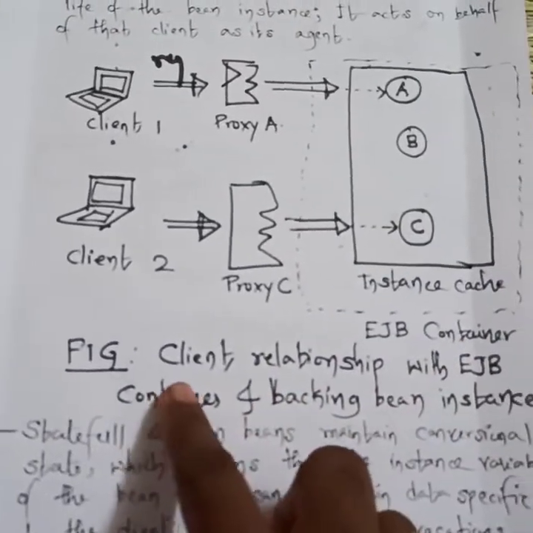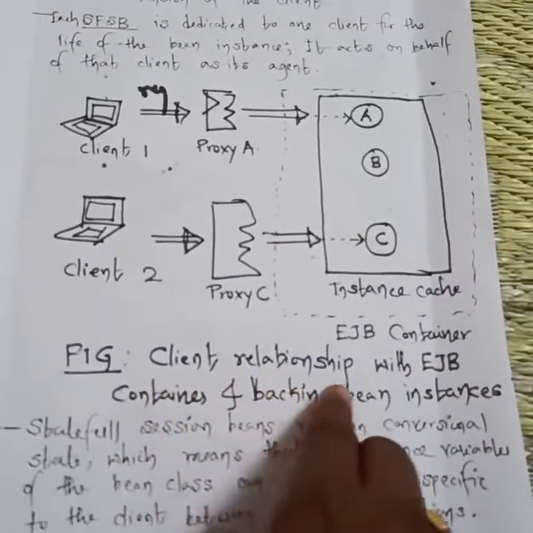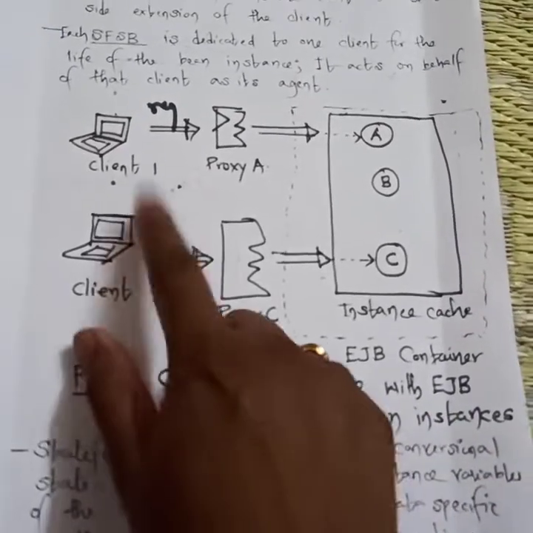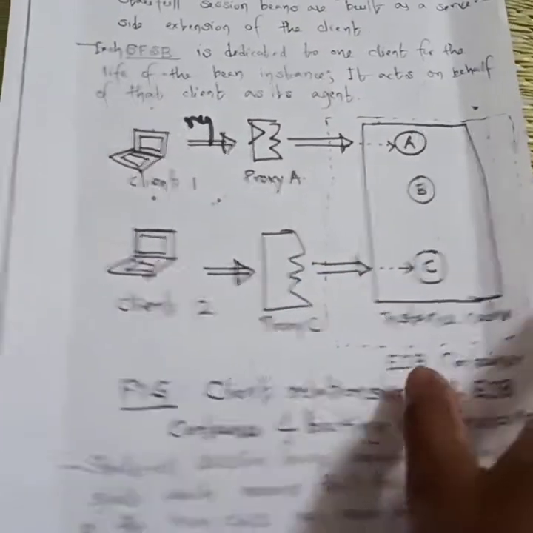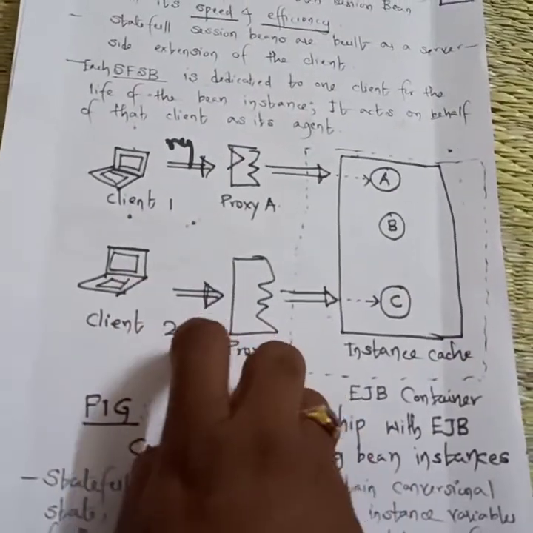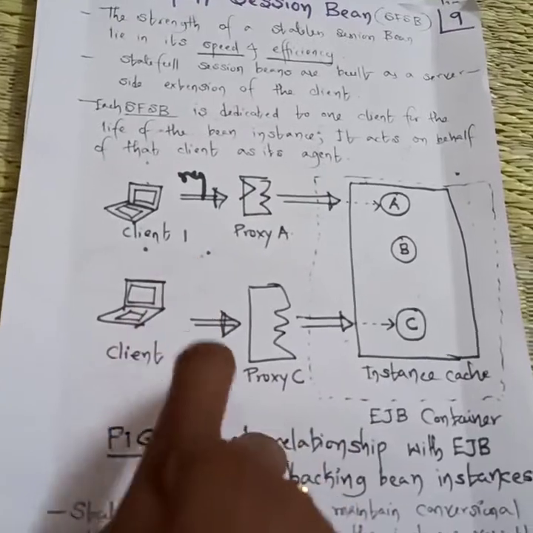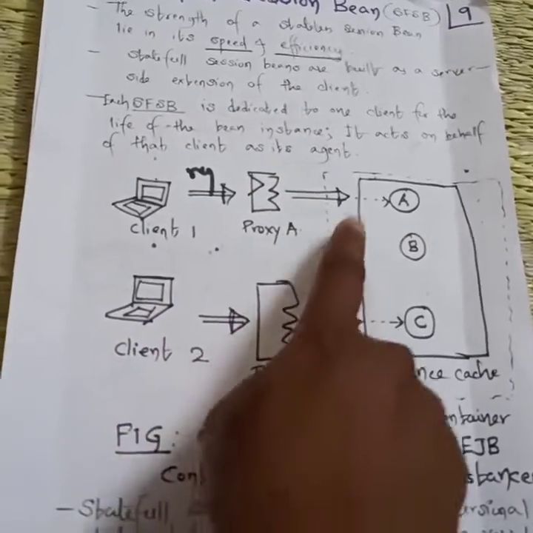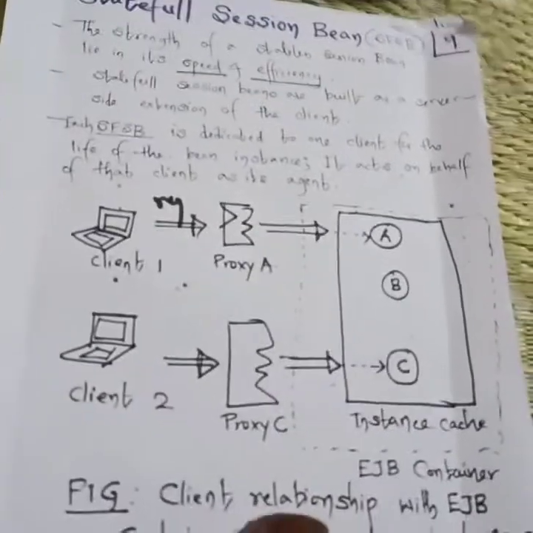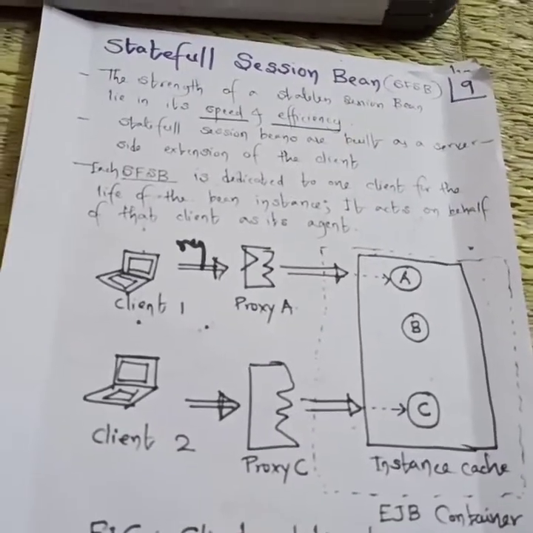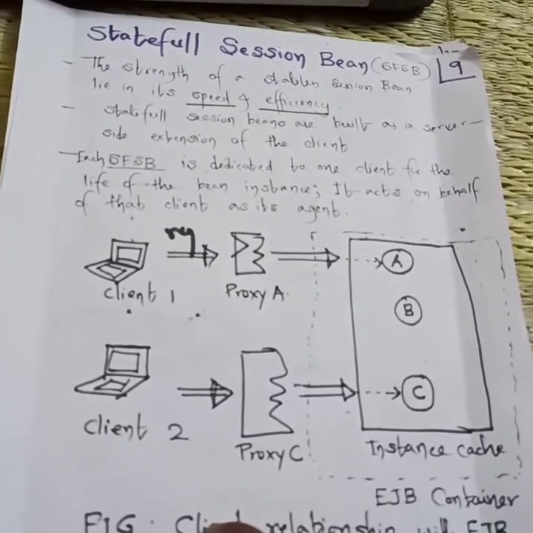So this is a figure that represents the client relationship with the EJB, how the client interacts with the EJB. In this picture we can see only two clients and two instances. Like this, if you consider the real scenario, billions of people interact with the same EJB application.